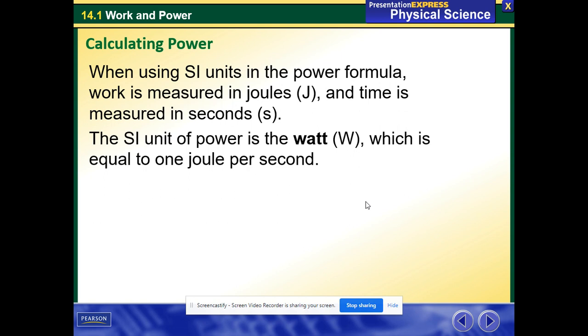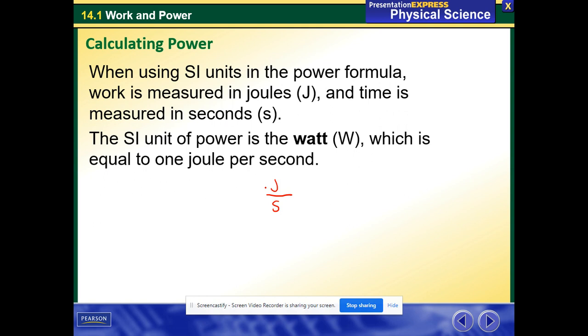With that being said, let's go over units. Work is measured in joules, like we talked about a few minutes ago. Time is measured in seconds. And our newest unit, which is the unit for power, is the watt. And this is actually equal to 1 joule per second. Hence, note that we're taking work divided by our unit for time.